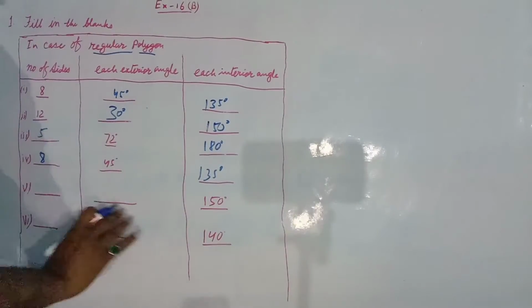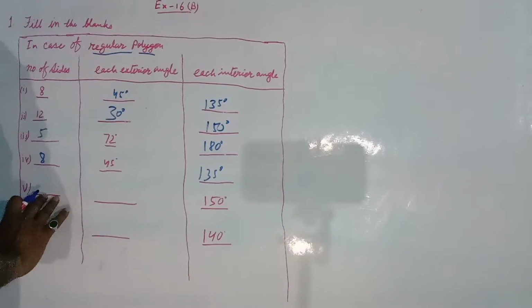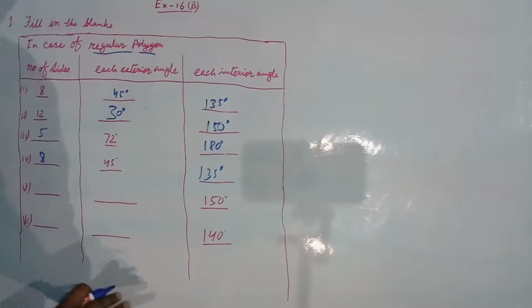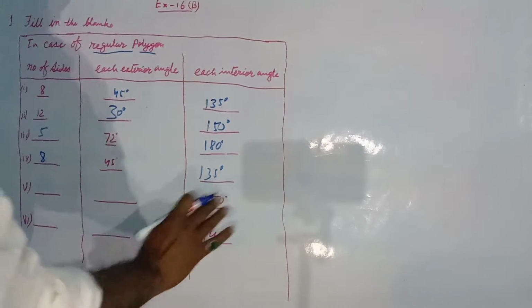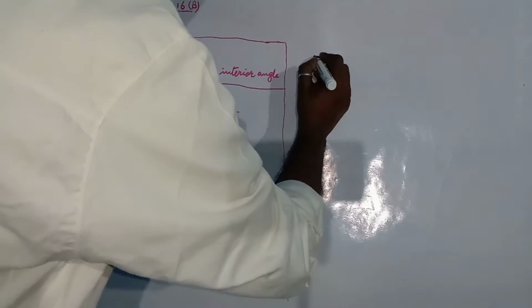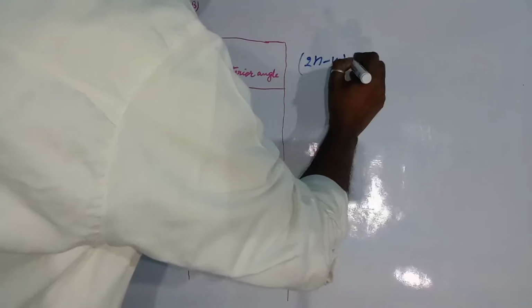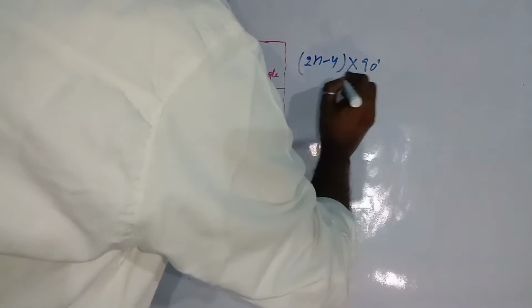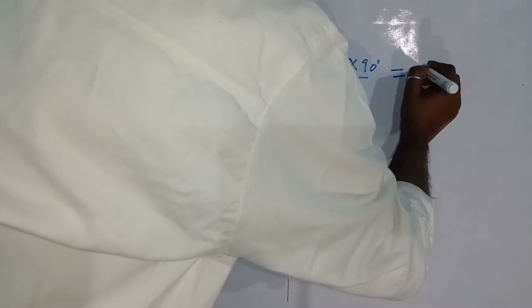Then we have question number 5. Here each interior angle is given, and first we have to find the number of sides. To find the number of sides, we must know the sum of interior angles. The sum of interior angles means (2n minus 4) into 90 degrees, and each interior angle is given as 150 degrees.